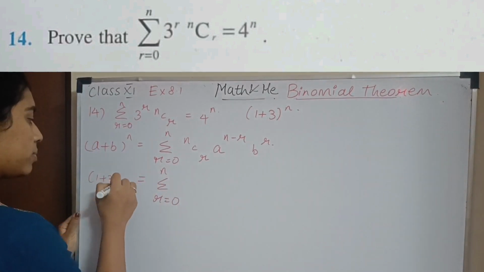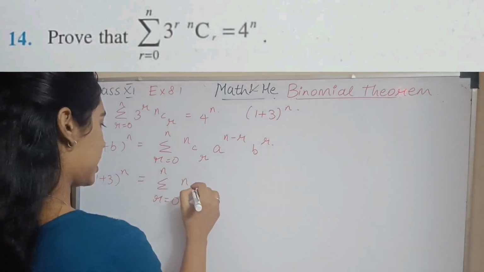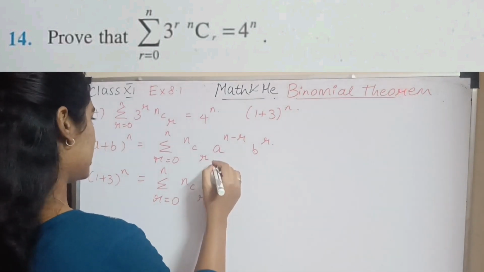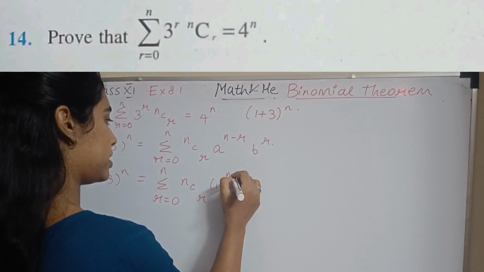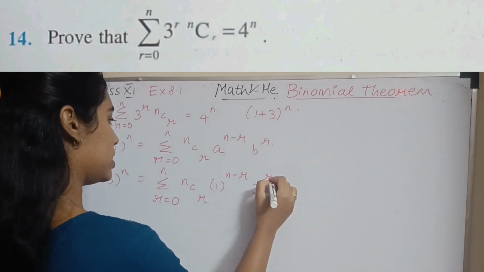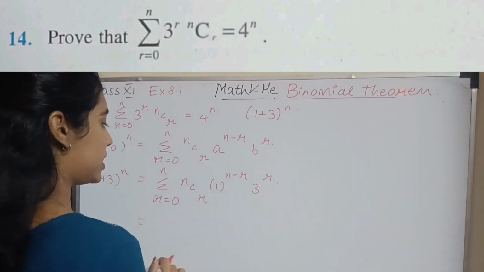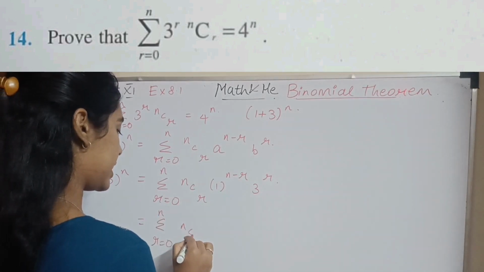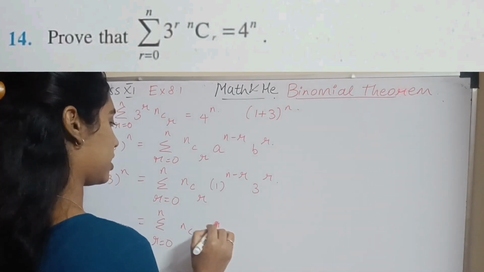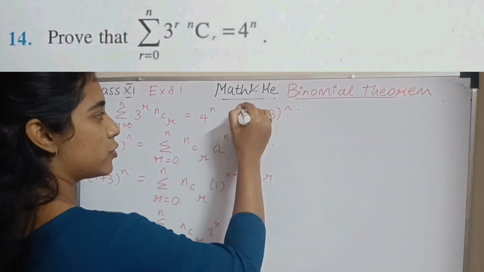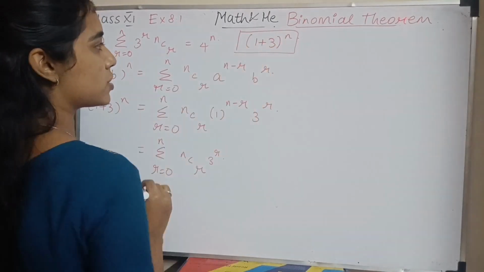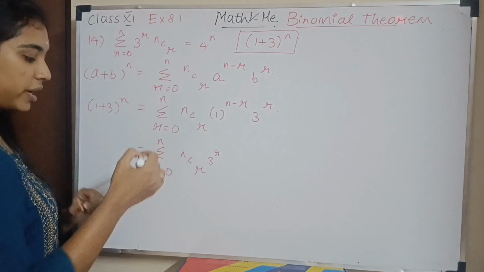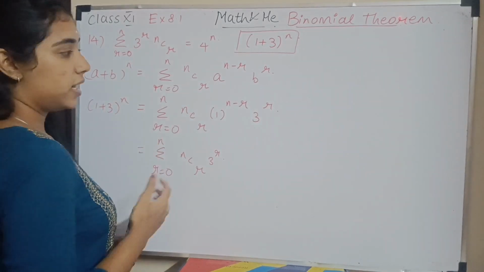(1 plus 3) the whole power n. So what is my ncr? a is 1 to the power n minus r, b is 3 to the r. So what do I have? 1 to the power of anything is 1. So this is sigma r equals 0 to n ncr 3 to the r. So you just have to know that you have to write the given question in this form. In the same way you can use the binomial formula and prove it.